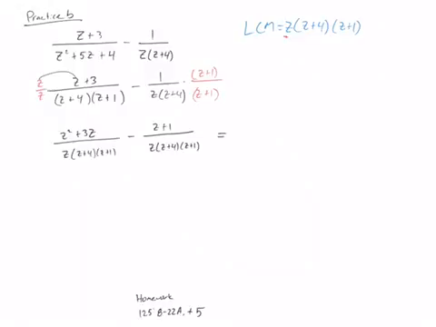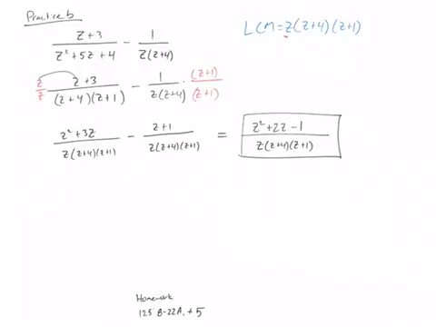Now combining numerators, my denominator is going to be the same, z times z plus 4 times z plus 1. So I'm going to have a z squared. Then I'm going to have 3z minus 1z. This is going to give me 2z. And then I have 0 minus 1, so it's going to give me minus 1. And this is my answer.